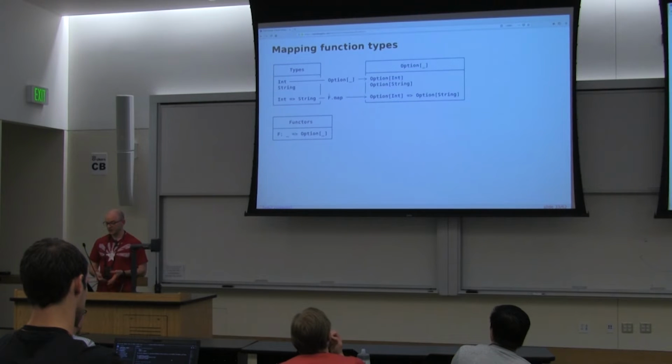So what we're looking at here, just like before, is three categories. Our third category, functors, has objects that are functors. And here f is a mapping between the category of types and the category of the option type constructor.